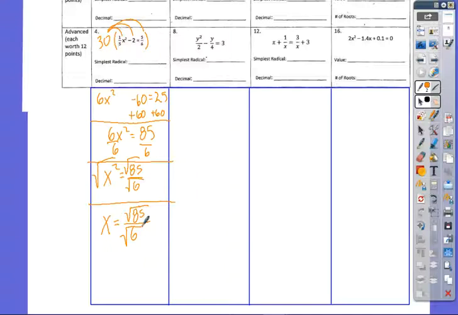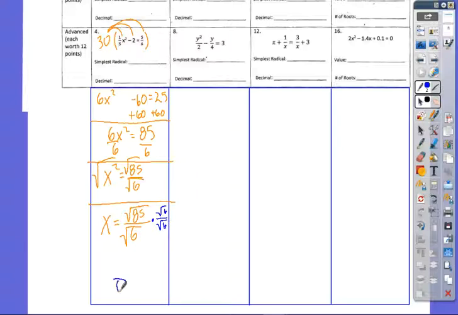Now, am I allowed to leave the answer like this? No, I cannot. Because, well, I do need it in simplest radical form, but also, can I have a denominator with an irrational number? No, okay. I need to rationalize this. That's right. So what will I multiply by to get the denominator to be a rational number? Johnny? Okay, so we're going to multiply the numerator by the square root of 6, and multiply the denominator by the square root of 6. And so the square root of 6 times the square root of 6 is 6.